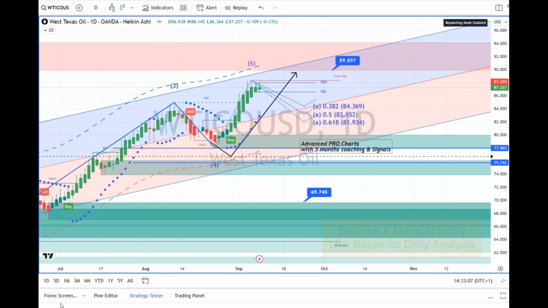On to West Texas oil, $87.42. Congratulations, everybody who has the advanced pro charts. If you traded oil at $80, went up, bounced off to here, and a nice correction there into a wave 5, but I'm not totally convinced of that. Target for this week is $89.89.